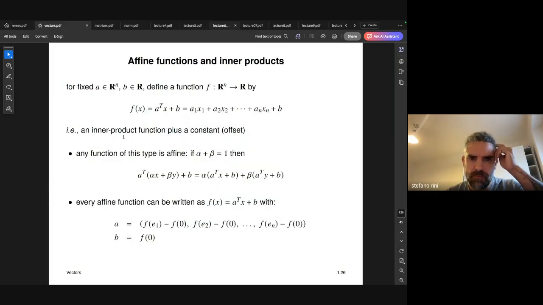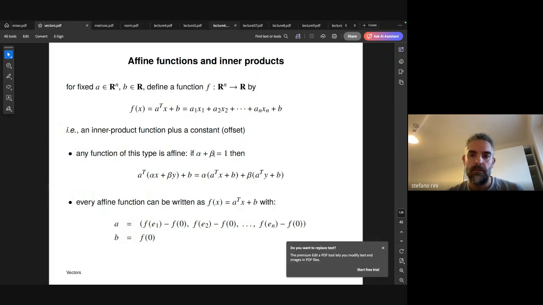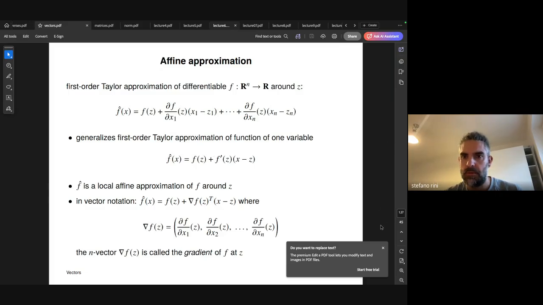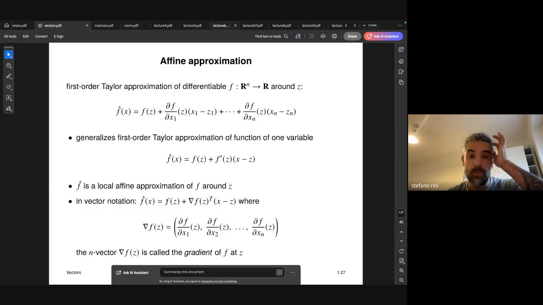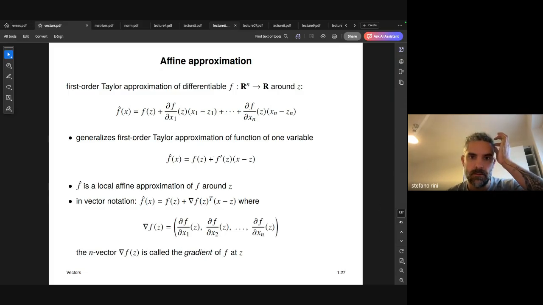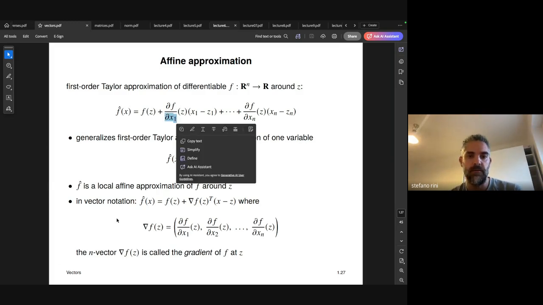Then we described affine functions, right? So the affine functions are the ones in which the sum of the coefficients goes to 1. And then the Taylor approximation, we said the first-order Taylor approximation is an approximation of a function around a certain point z. This is a generalization of the Taylor expansion as you see it in usual courses, because here we take the partial derivative with respect to each entry of the vectors.